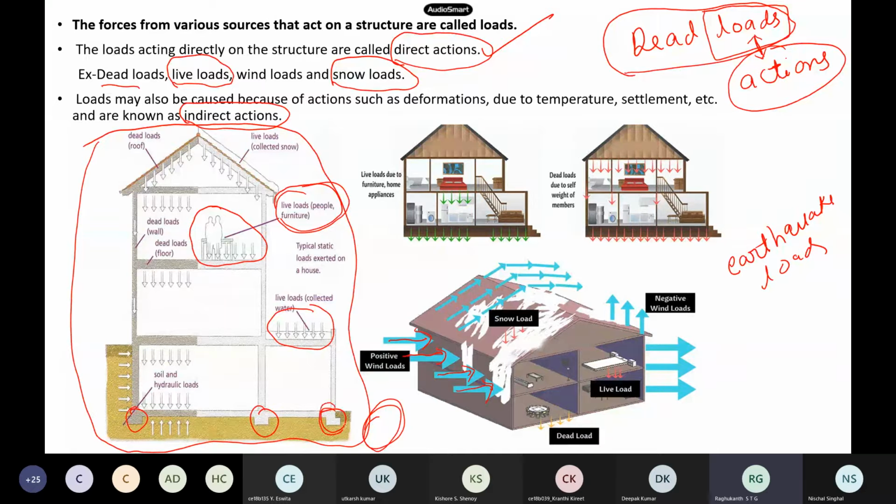This column suddenly, you follow, right? It may tilt or something may happen. So what happens when this column tilts? Obviously, this will go down. So automatically this gives you differential settlement. So differential settlement will come. This may also cause some type of additional load on other elements itself. So temperature and settlements all come under the indirect actions.